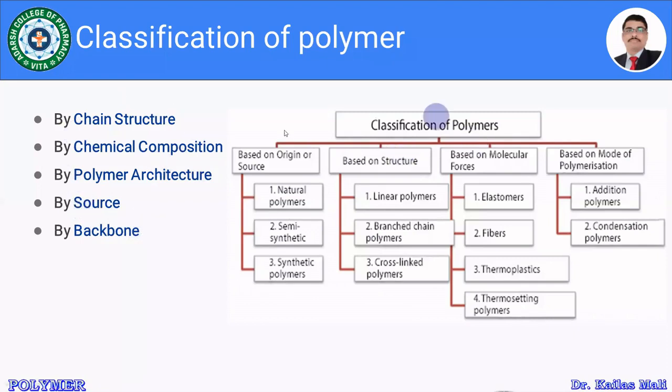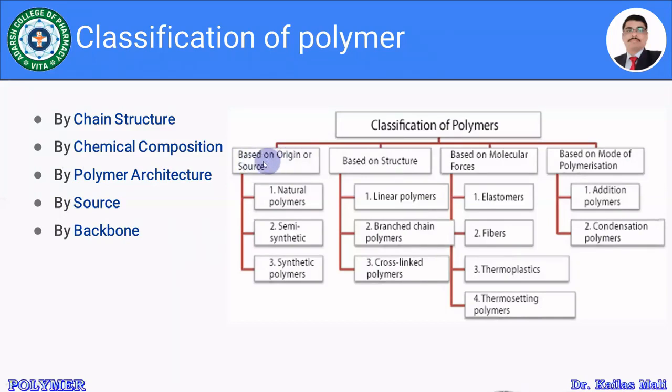Here, I have shown the broad classification of the polymer based on origin or the source, based on the structure, based on molecular forces, and based on mode of polymerization. We are going to discuss only the classification of polymer according to chain structure, chemical composition, polymer architecture, source, and backbone. Let us see how to classify the polymer according to their origin or the source.